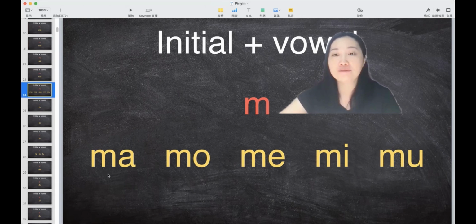So from left to right, Ma, Mo, Me, Mi, Mu.